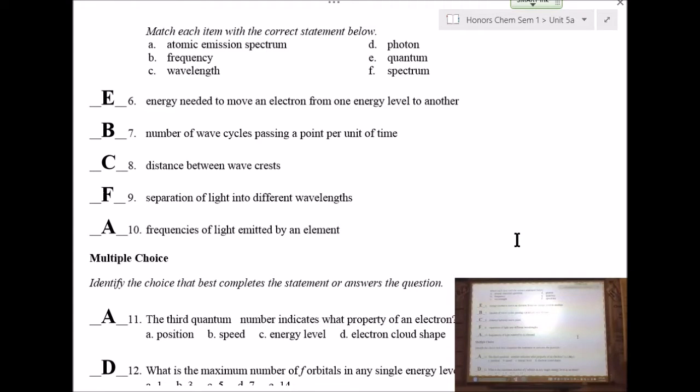But I know you won't look at that. You have that memorized. Number 10, frequency of light emitted by an element. Again, that is our atomic emission spectrum, or that bright line spectrum that I talked about that one day. Not going to talk a whole lot about the bright line spectrums, sadly.